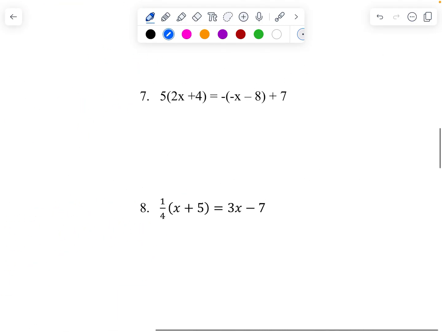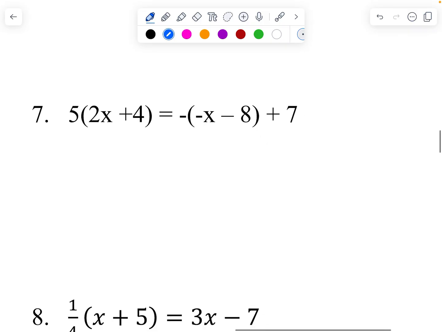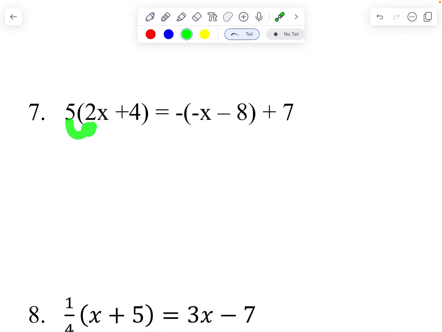Okay. On number 7, same thing to distribute. So I'm going to distribute the 5. I'm going to distribute this negative, which is the same as multiplying by -1, which will just change the signs of all those numbers essentially.